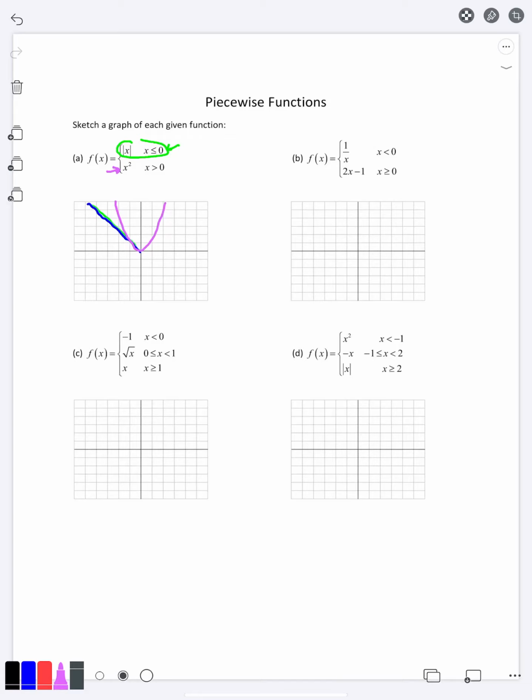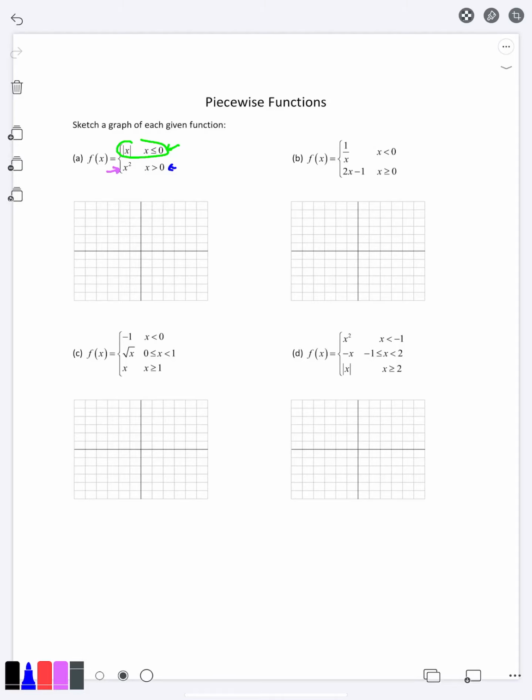But then I ask myself, what part of it do I want? I want the part of it where x is greater than 0. That's this right-hand side part here. So then I go ahead and get rid of the part that I don't want, which is the left side. And then, let me just make it look nicer here.